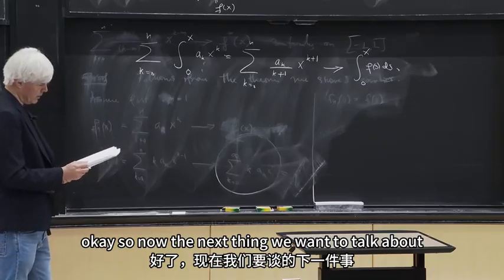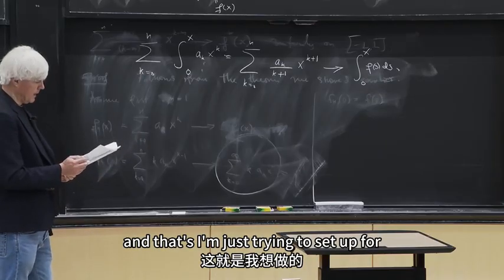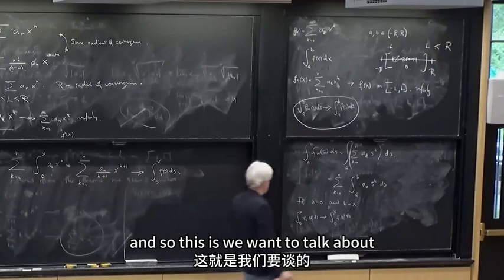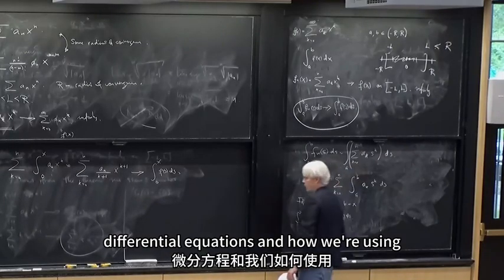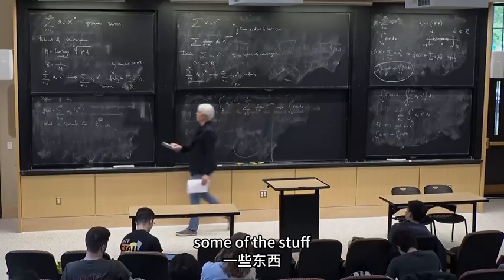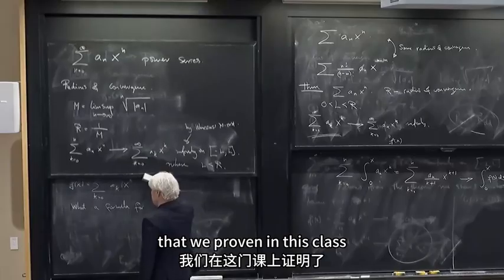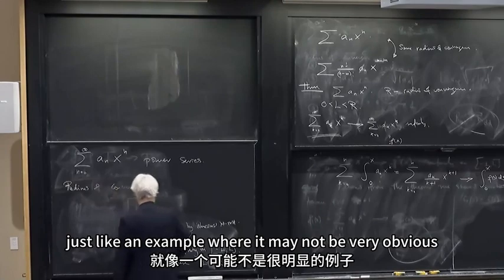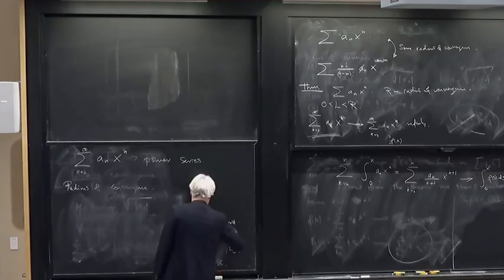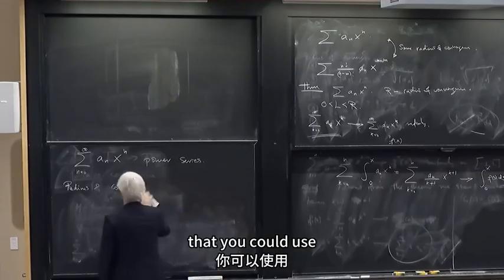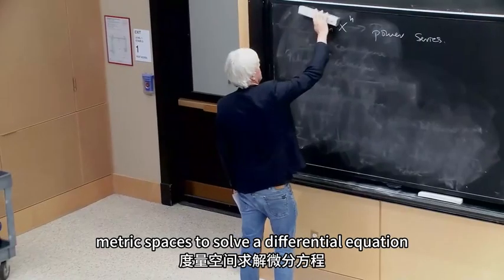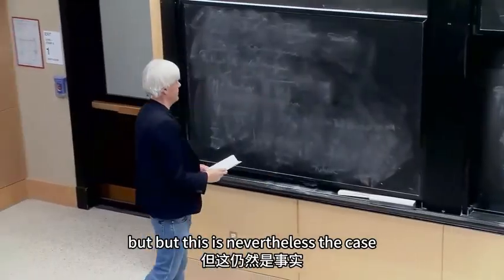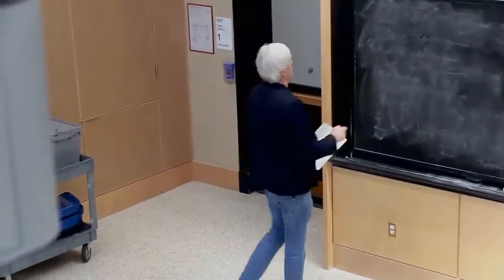Okay, so now the next thing we want to talk about, and I'm just trying to set up for the next lecture, is differential equations and how we're using some of the stuff that we've proven in this class to solve differential equations. It's like an example where it may not be very obvious that you could use metric spaces to solve a differential equation, but this is nevertheless the case. So we're looking at it.